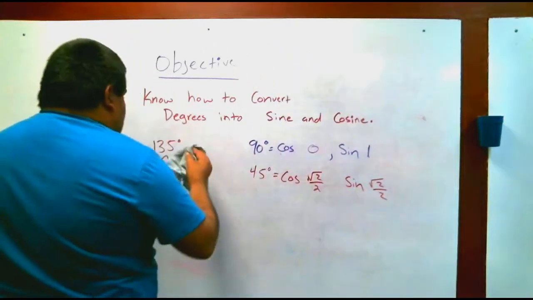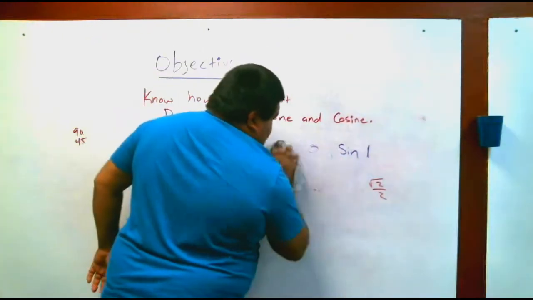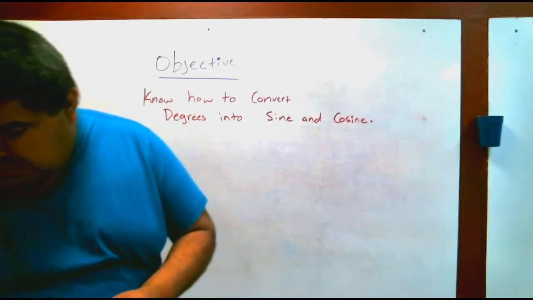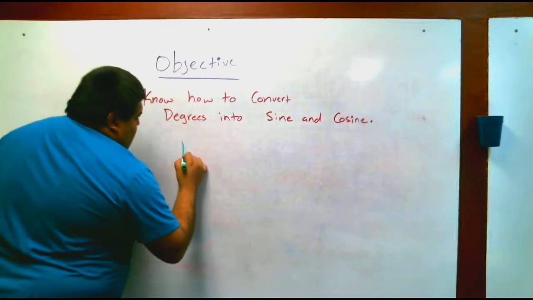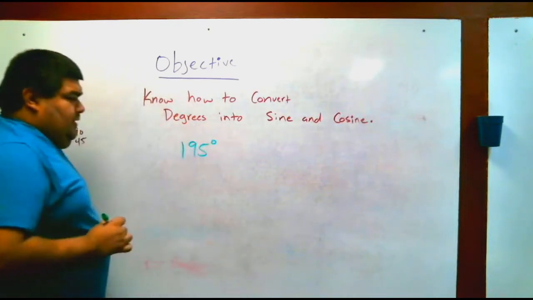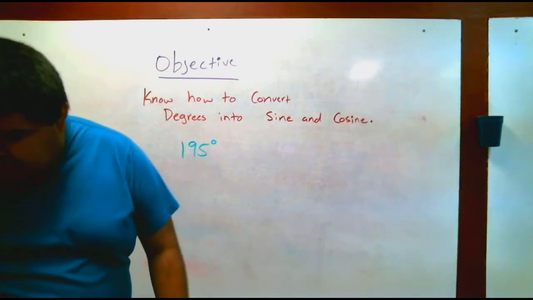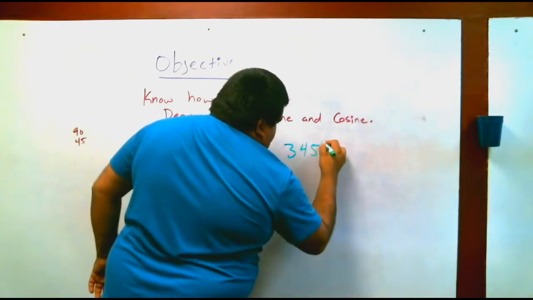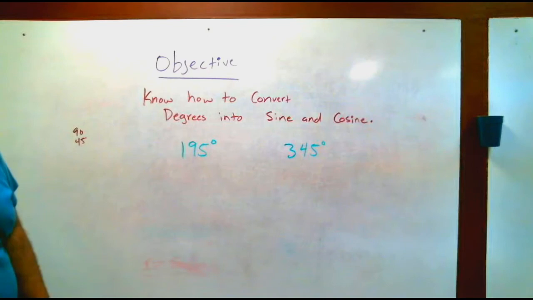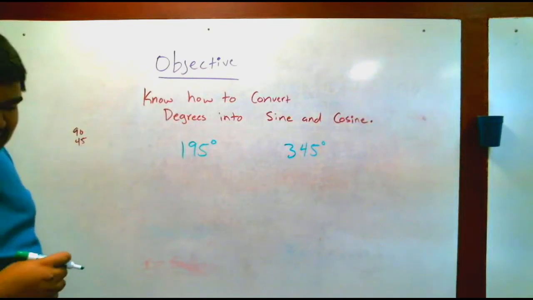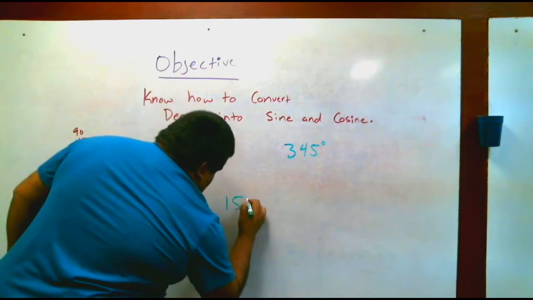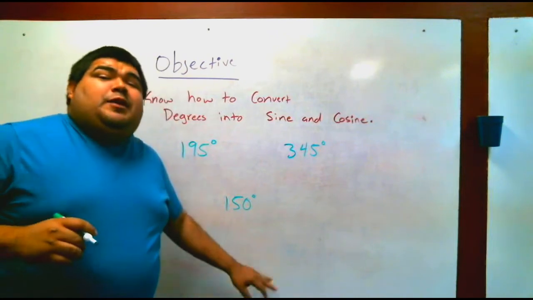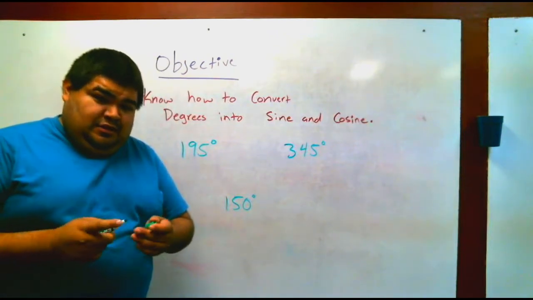Here is your assignment for today. I want you guys to convert the following numbers: 195 degrees, 345, and for the final one, 150 degrees. Yes, this one is already in there by itself, but I want you guys to get into the habit of breaking it down.